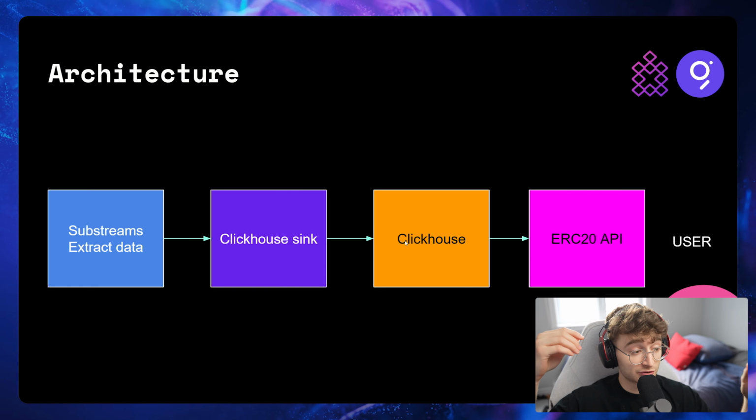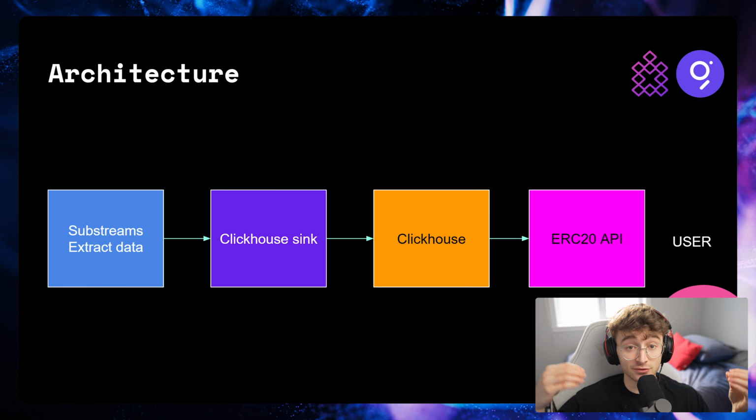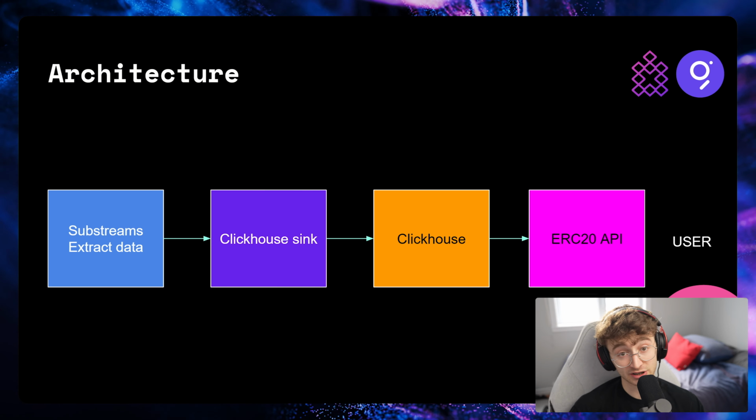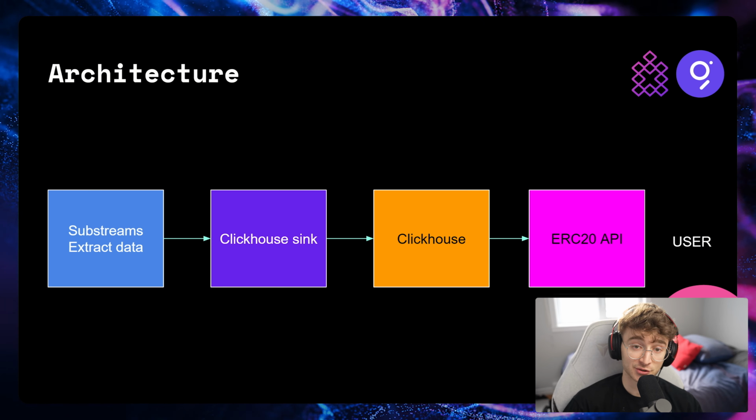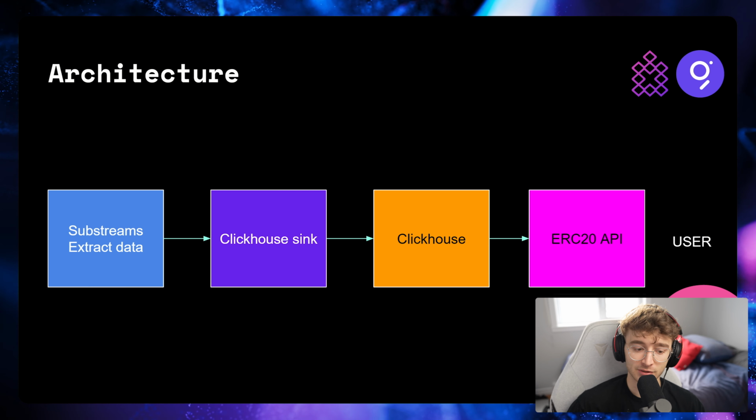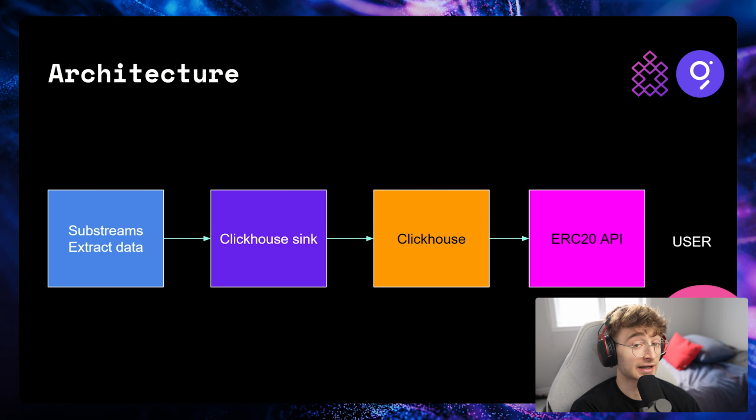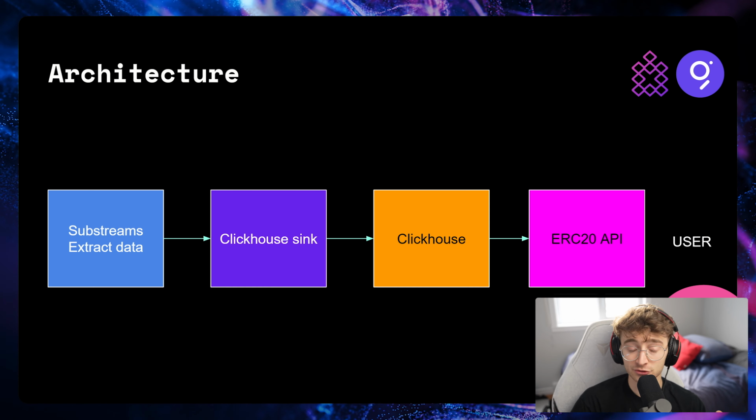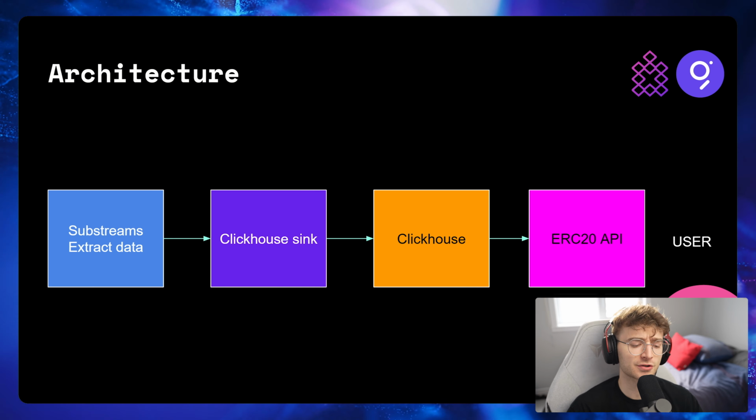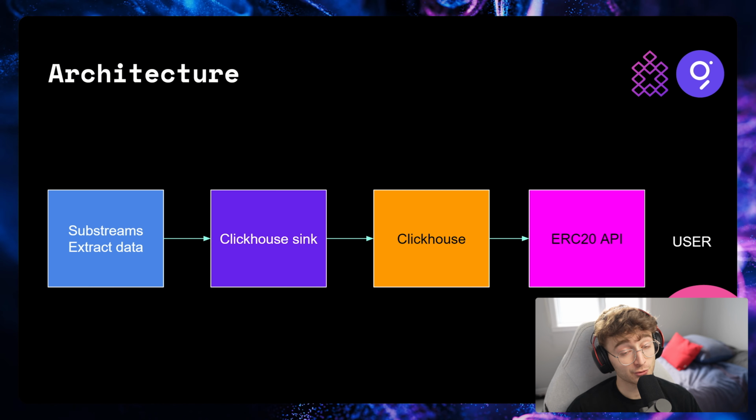First of all, I'm going to show you the architecture to make this API. You need to extract the data from the blockchain, and we do that with what we call Substreams. Substreams is a powerful tool that helps you extract data from blockchains. With this technology, we're going to fetch the data and store it in a ClickHouse database. I will explain today why it's the best choice for your database. And finally, we're going to serve the data to your users with the API.